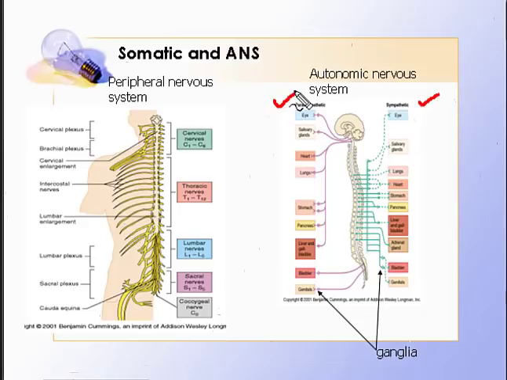Now the sympathetic part occupies only the thoracic and the upper 2 lumbar segments of the spinal cord. So you have the thoracic and the upper 2 lumbar segments of the spinal cord, as you can see over here. So its central nervous system component is the thoracic and the lumbar part of the spinal cord. So there is no component in the brain.